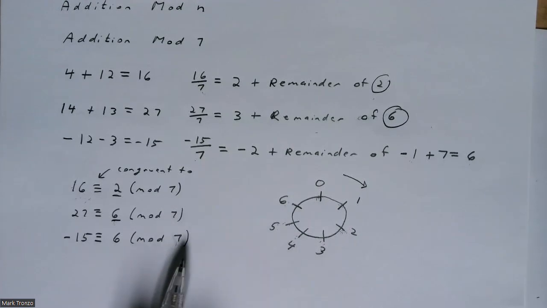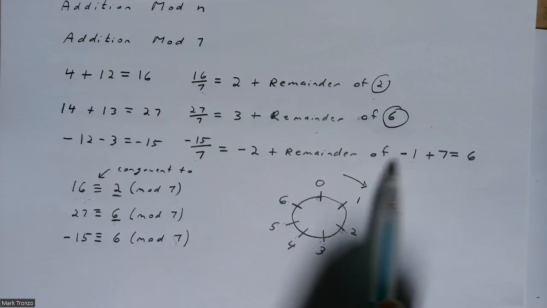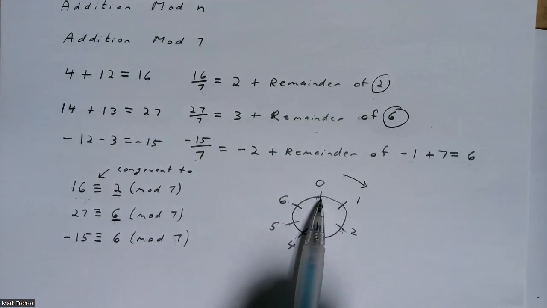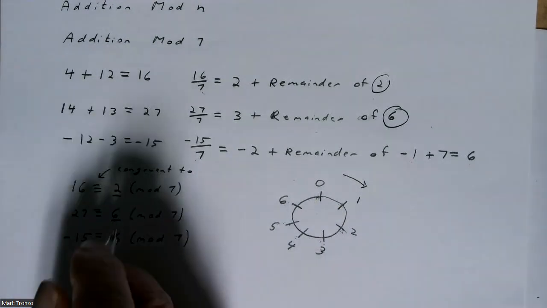Now for negative 15, we just go in the opposite direction. Start at 0 and go in the opposite direction, and you don't have to add anything like we did when we divided this out. Since it's negative, go this way and start at 0, count to 15. 1, 2, 3, 4, 5, 6, 7, 8, 9, 10, 11, 12, 13, 14, 15. Once again, we ended up at 6.